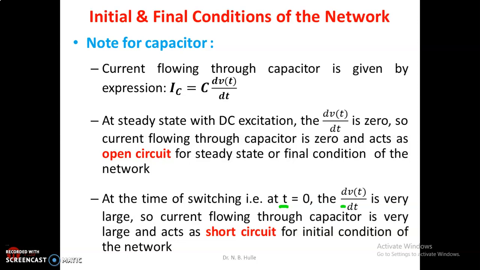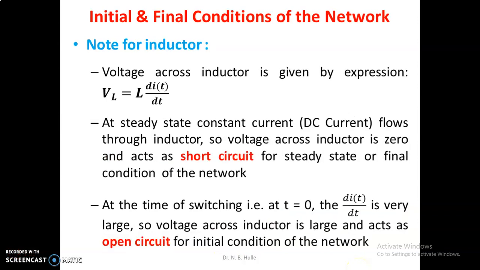Similarly, at the time of switching, that is at t equal to 0, the dv/dt is large because we are applying the voltage from 0 to maximum or from maximum to 0. In that case, the dv/dt is very large. If the dv/dt is large, the current flowing through the capacitor is maximum. If the current flowing through the capacitor is a maximum, the capacitor acts as a short circuit. Now I will go to the previous slide.